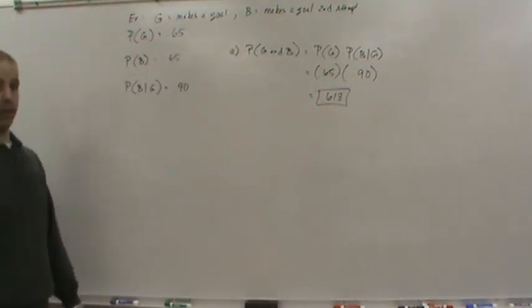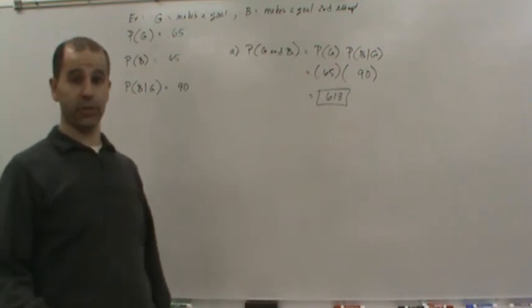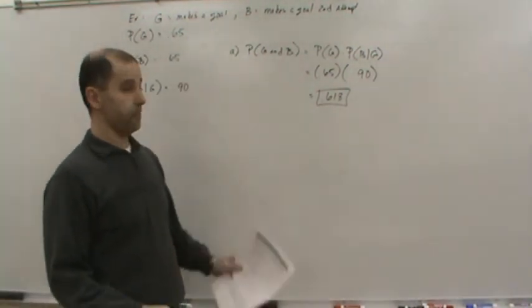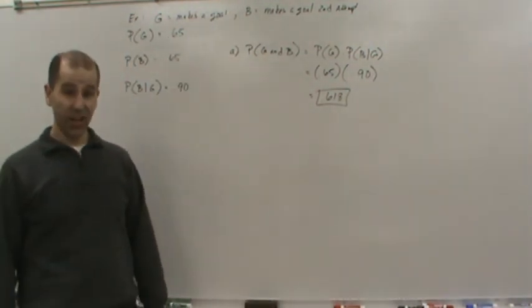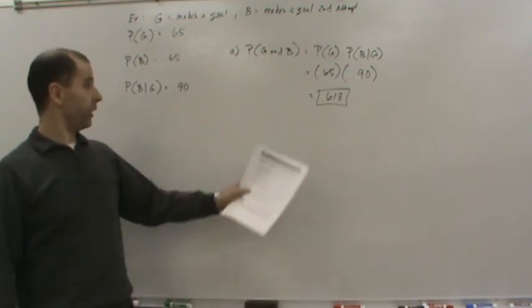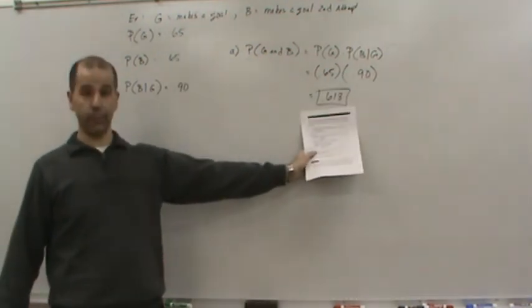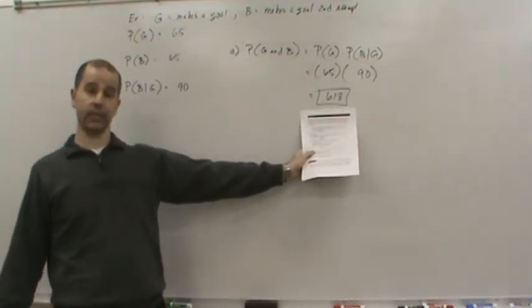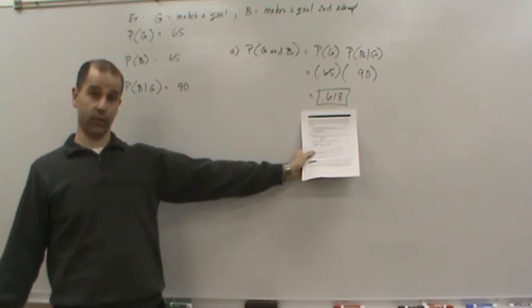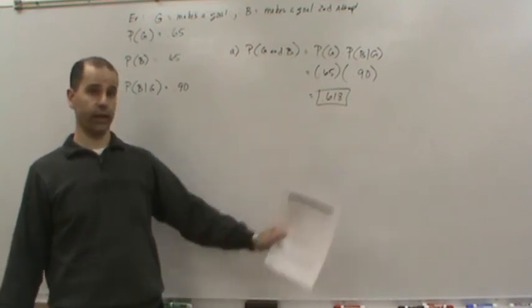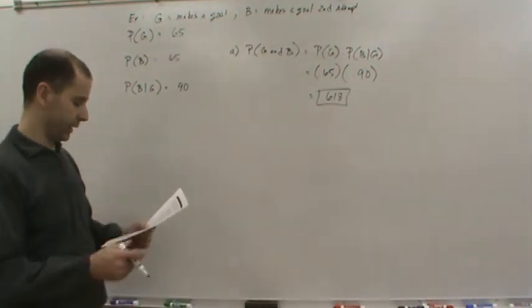Now again, that has nothing to do with what we're talking about, mutual exclusivity, but realize that this tells us they're not mutually exclusive. Why? Because if they were mutually exclusive, this would be 0. So it should be obvious what we're looking at here.